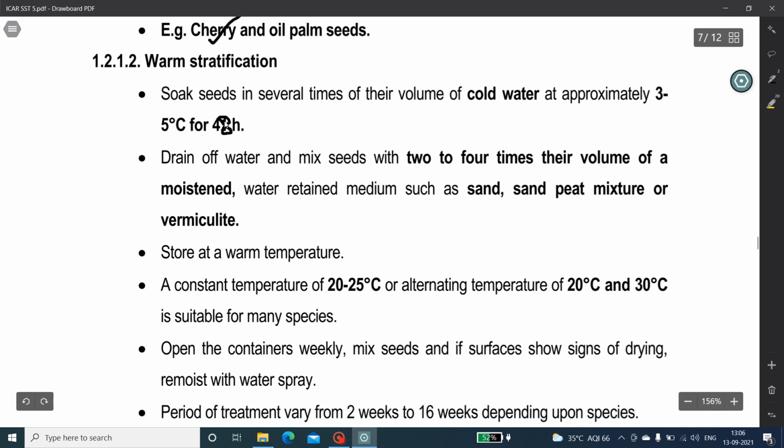Drain off the water and mix the seeds with 2 to 4 times their volume of moist and water-retentive medium such as sand, sand-peat mixture or vermiculite, and store at a warm temperature: a constant temperature of more than 15 degrees Celsius, that is 20 to 25 degrees Celsius, or an alternating temperature of 20 degrees Celsius and 30 degrees Celsius is suitable for many species.